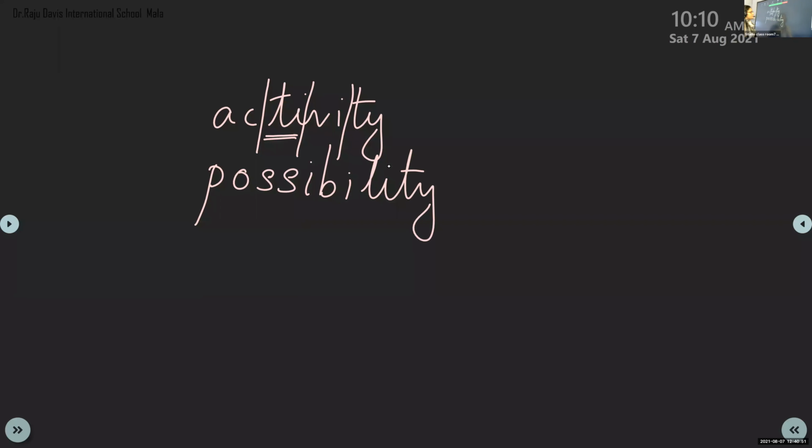Possibility. Okay, so possibility has 5 syllables here. The same rule applies here. The third last syllable, that is, second last means 2 syllables from the right, this is third last. So the syllable bi is stressed. That is possibility. That is normally the way we pronounce a word, right?